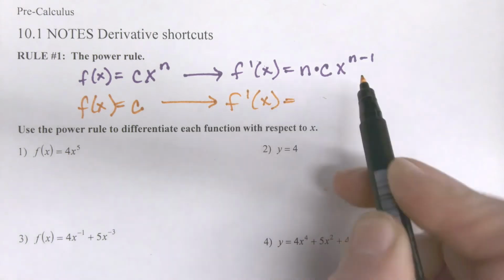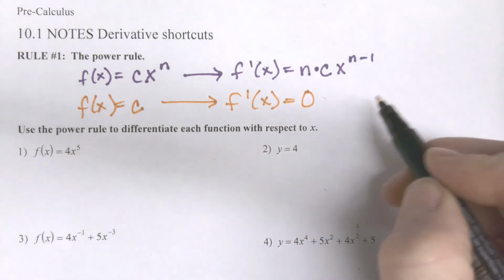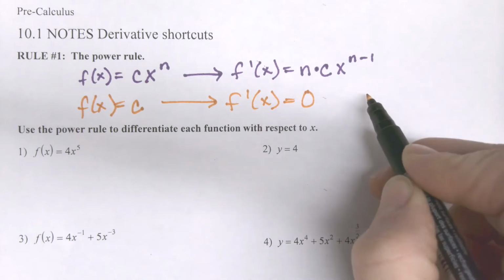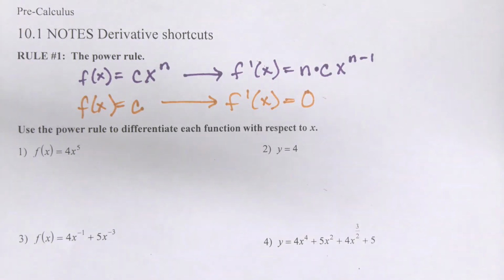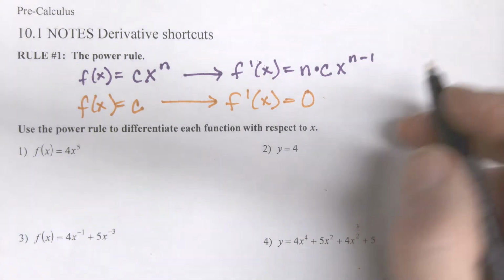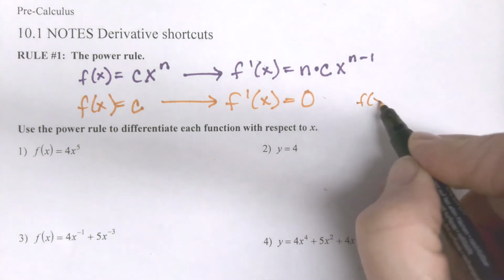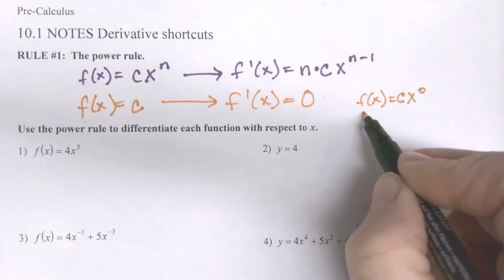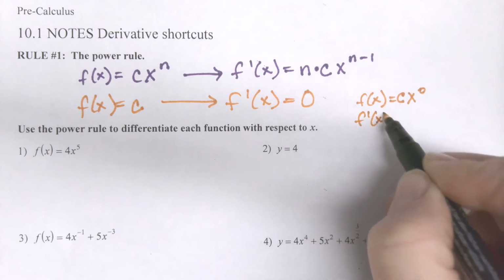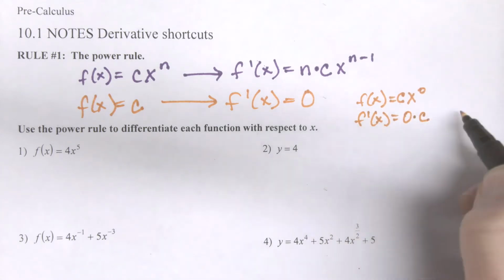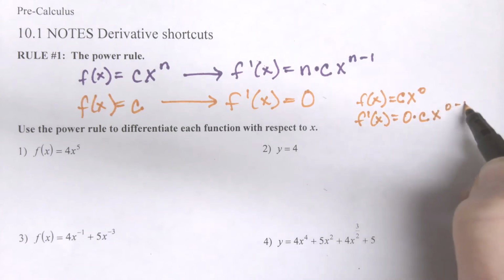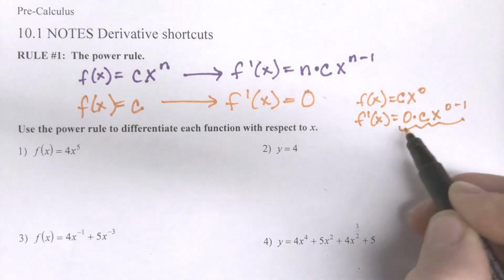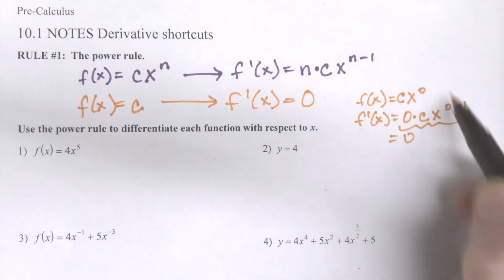is 0, and that's because when I think about a constant, f of x would be the constant times x to the 0 power, and so that power rule would be 0 times the constant x to the 0 minus 1, and so that 0 times anything is 0, and that's why that becomes 0.